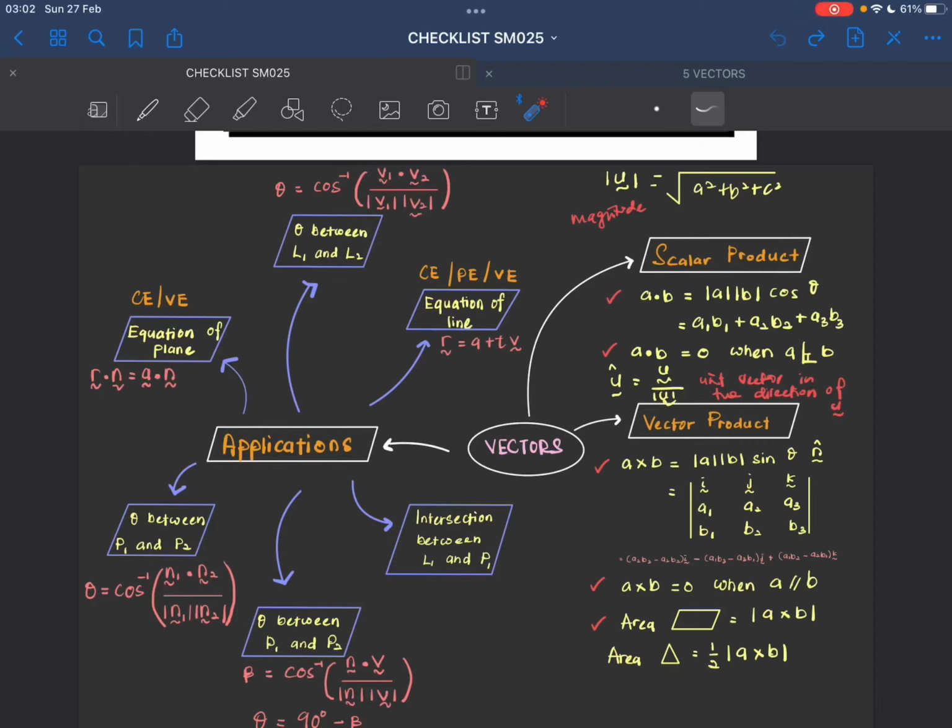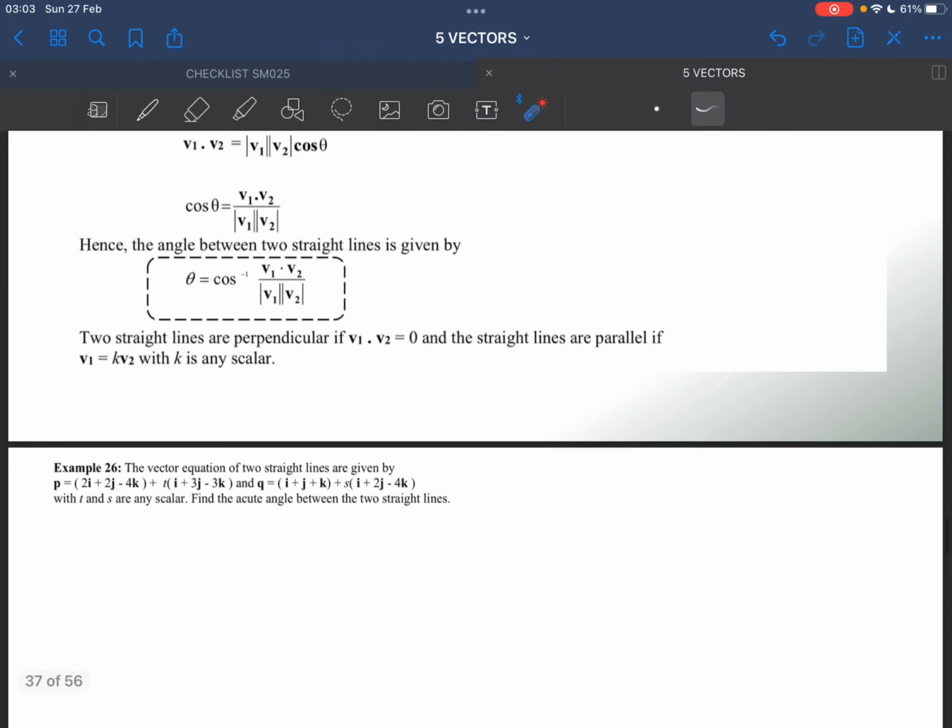Okay, now we are going to see how to find the angle between two lines, angle between two planes, and also angle between line and plane. So here there is a typo there. This one should be line. Okay, so there are three things: line and line, plane and plane, line and plane. So let's see this one here.